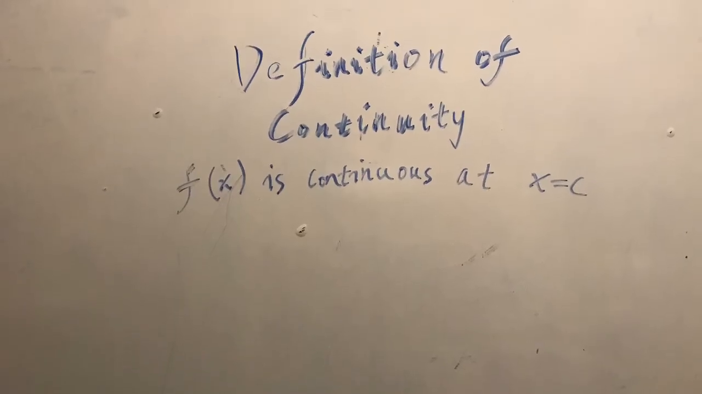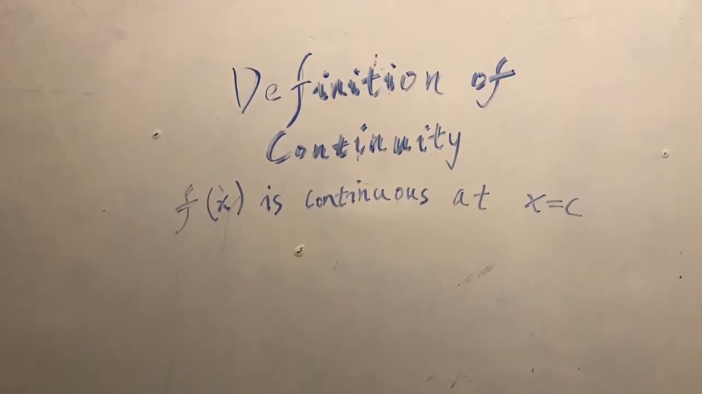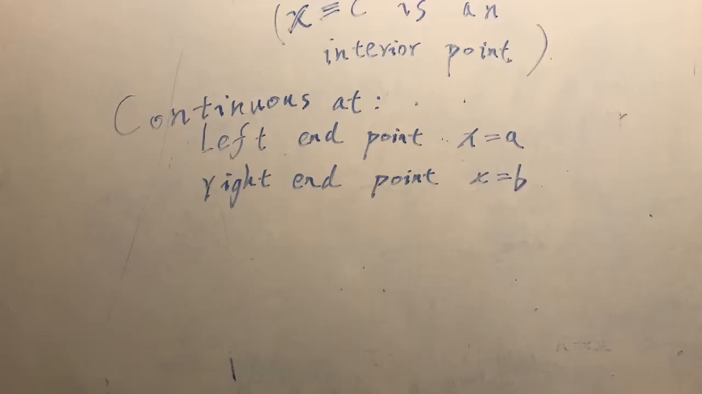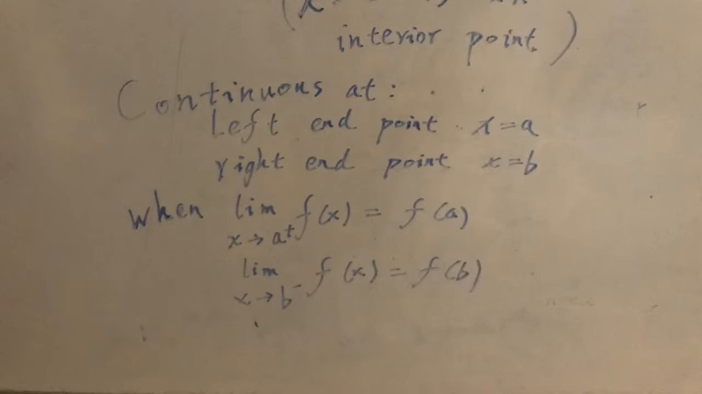The function f of x is continuous at point x equals c if the limit of the function as x approaches c equals the function's value at point c itself. Notice that x equals c here needs to be an interior point. For the function to be continuous at its left and right endpoints, x equals a and b, the function's value at the endpoint only needs to be equal to the limit of the function as x approaches the endpoint from the direction that is approachable.